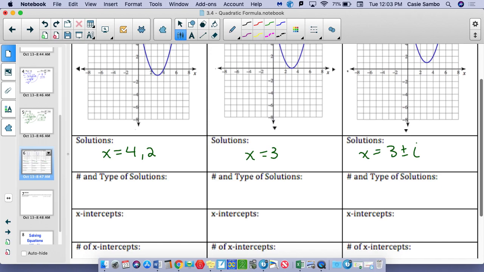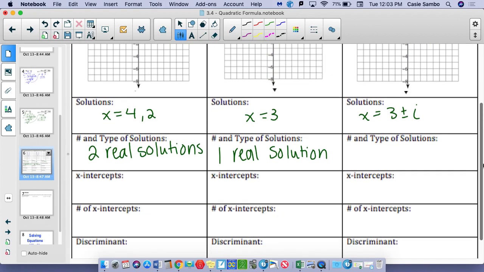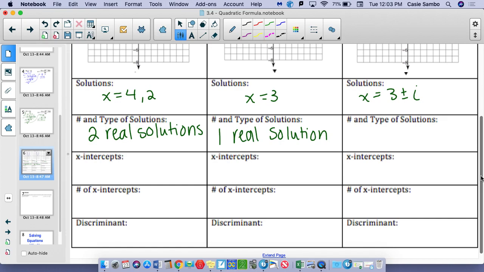On this first one, let's go all the way through this. So, the number and type of solutions. There are 2 solutions, because 4 and 2, and they are both real. So we say that there are 2 real solutions. On the second one, we have 1, and it's real, so we say there's 1 real solution. On the last one, we do have 2 solutions, because we have 3 plus i, as well as 3 minus i. Those are 2 different solutions, but they both have an i, which means that they're both imaginary. So we're going to say that there are 2 imaginary solutions.